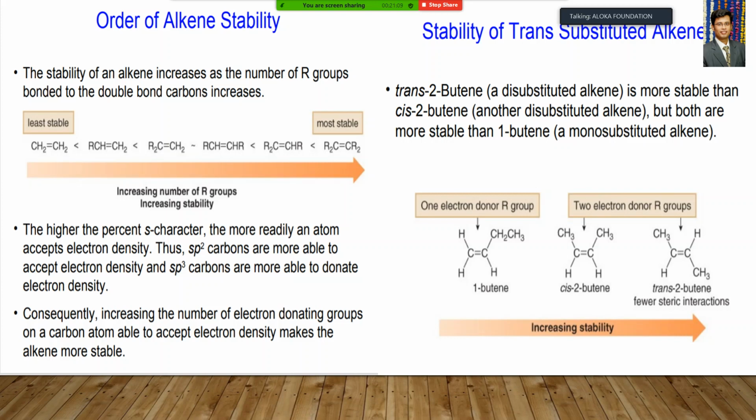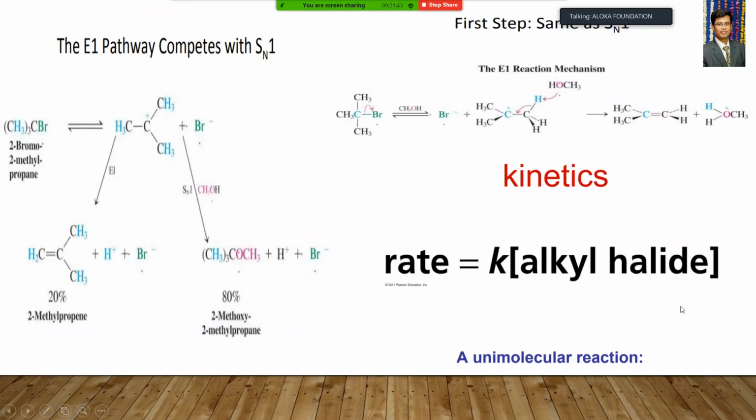Why trans? In terms of stability, trans alkenes are more stable than cis alkenes. I'll explain the phenomenon later. In trans-butene, the dipole moment is nullified, so it is stable. In the cis example, the dipole moment is more towards one side, so electron density is more on one side and less on the other, making it unstable. In trans, one is over here and the other on the opposite side, so they nullify. Thus trans-butene is more stable than cis-butene.